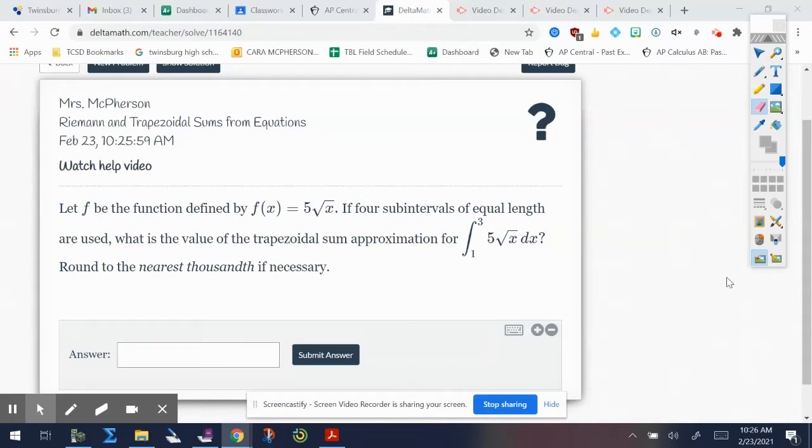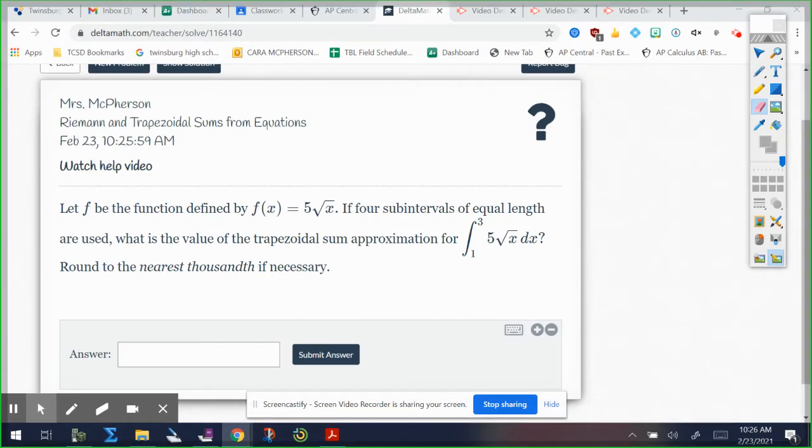Next, I want to take you through an example of how we do a trapezoidal approximation with an equation instead of a picture. The equations are always going to be the ones that take you the most amount of time, so I won't do as many of them. So first, let's talk about how we create this. We are going from 1 to 3, and we're splitting it up into 4 subintervals.